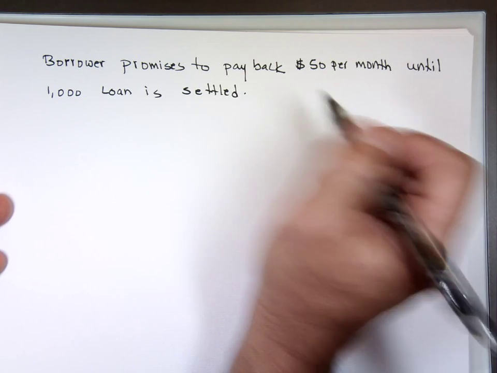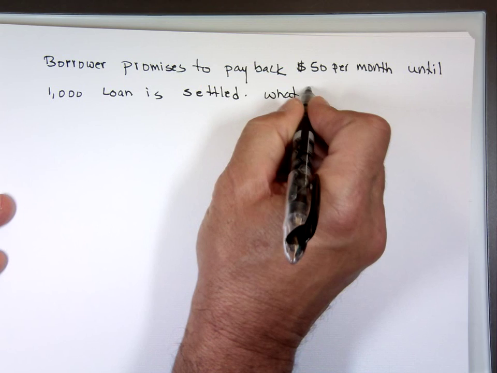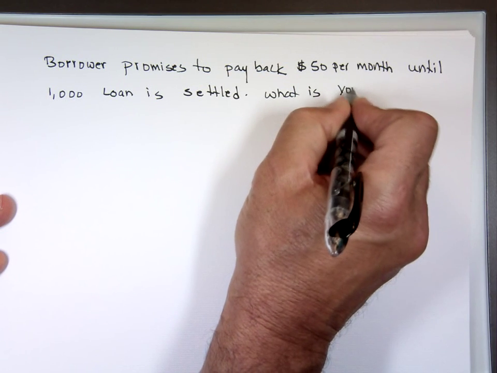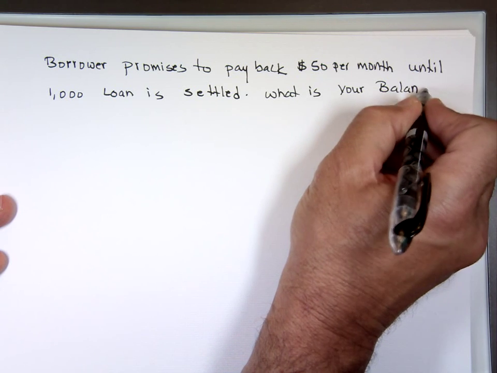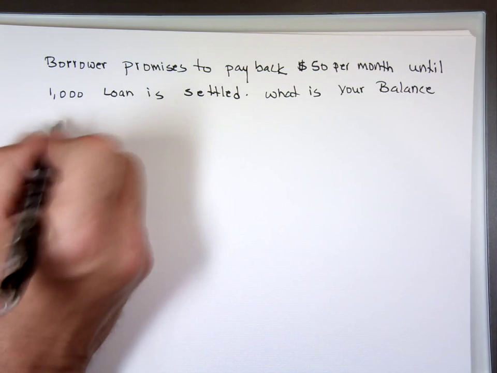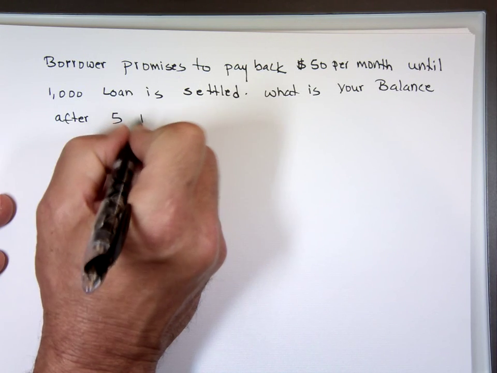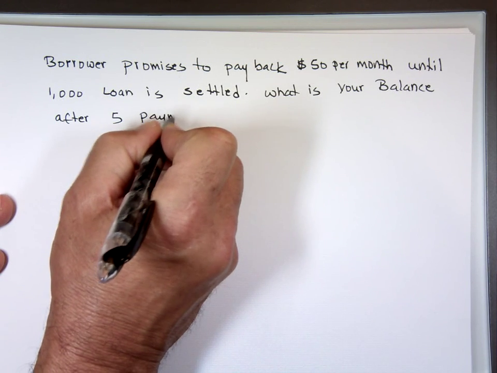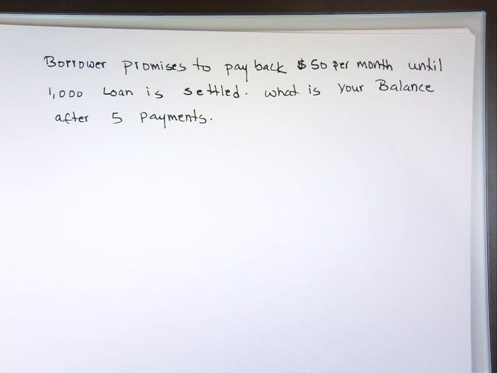And the question here, what is your balance after 5 payments? Now here we're not charging you interest. Like you took this from mom. Ma, I really need $1,000. I got to pay for my school. And ma gave you a check, but said you got to pay me every month $50.